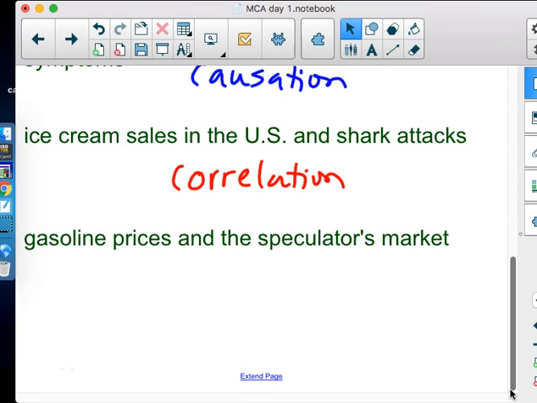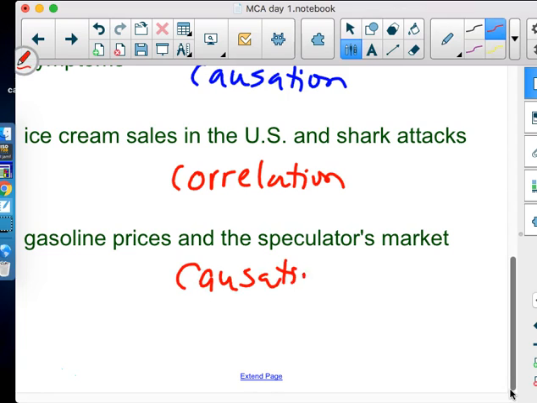Now this last one, gasoline prices in the speculators market. And I'm going to flat out tell you that one because most people don't know anything about the speculators market. This is actually causation. Now, every year when we get to summer, we're going to hear on the news, it's supply and demand. More people are on vacation, more people are driving, so they need more gas, and because the demand is high, we can charge what we want to charge. That's a bunch of baloney.